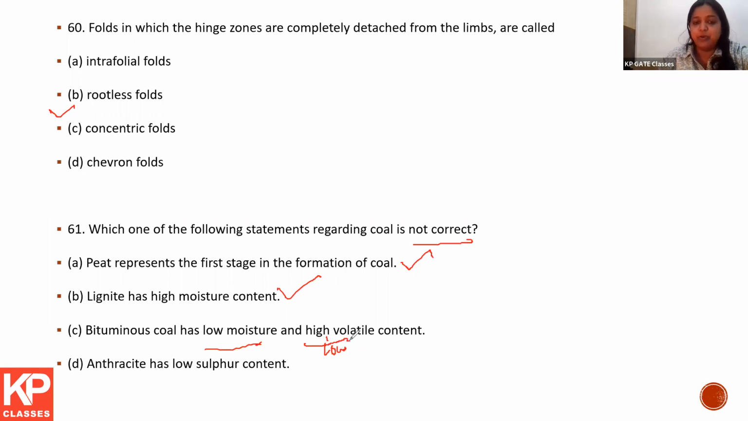Bituminous coal has high volatile content, but there is low volatile bituminous coal also, and that has low sulfur content. So that is also a right option. So among these, the most appropriate answer is option number C. Actually, all options are correct, but though bituminous coal can be high volatile and low volatile, option number C would be the correct answer.